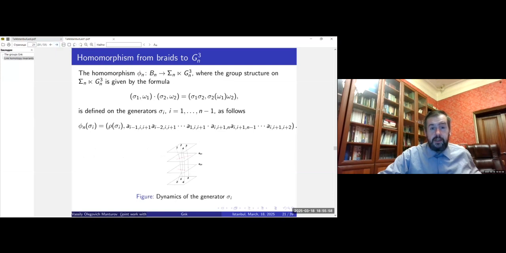And well, what is mentioned here is a homomorphism from the braid group, braids which are not pure, to some free product with GN3. We just take care about endpoints. And this part, which is rather technical, is written by Igor Nikonov.